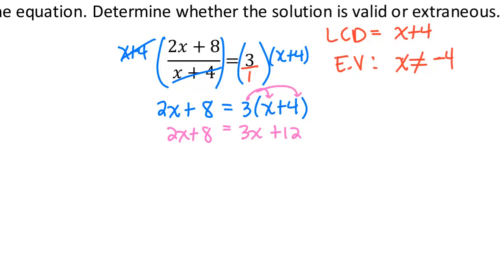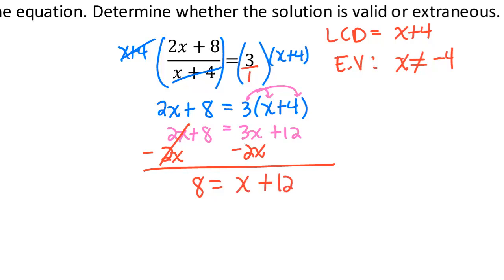So after you get to this step, you need to move the x's to one side and the numbers to the other. You want a positive x. So what would give me a positive x if I subtract 2x or subtract 3x? You want to subtract 2x from each side. And we get 8 equals, what's 3 minus 2x? And then plus 12.